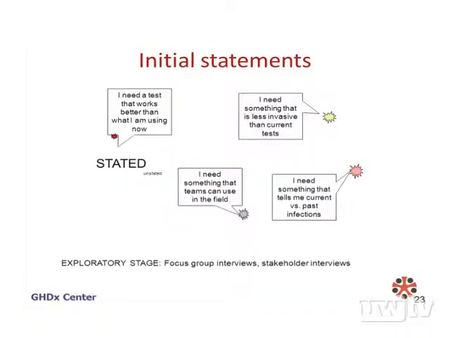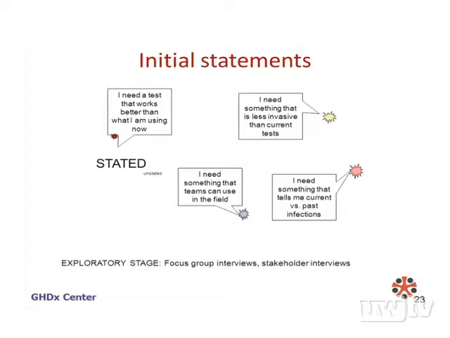So now let's apply what we've just learned about user-centered design on this, and we say that we want to develop a new diagnostic test for onchocerciasis. When you start talking to different users, you might get certain types of statements like, okay, I need something that's less invasive than current tests. I need a test that works better than what I'm using now. I need something that I can use in the field. And it's something that tells me, for example, current infection versus past infection, that can differentiate between those two.